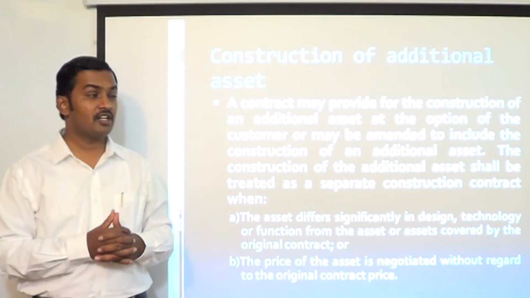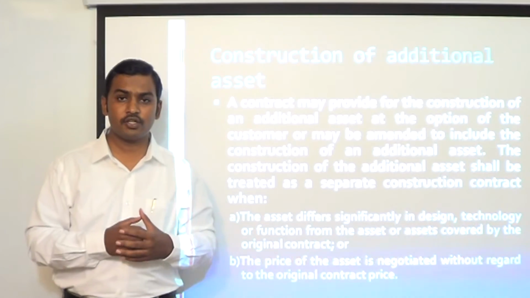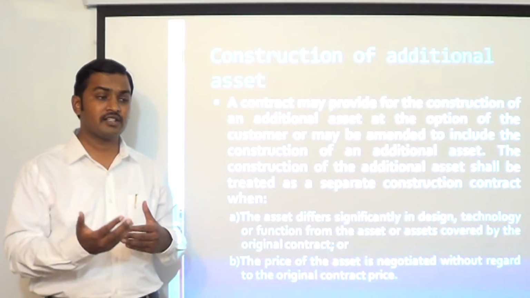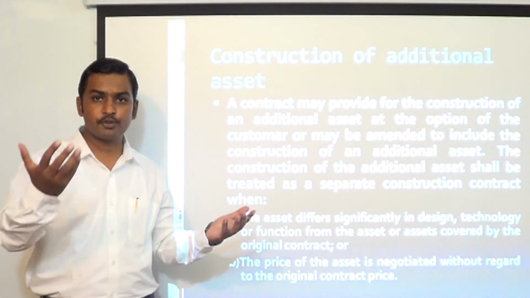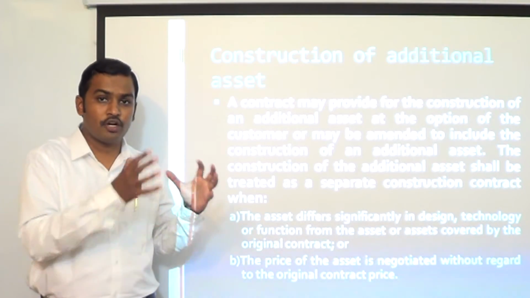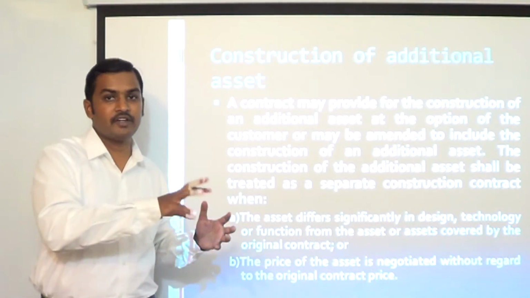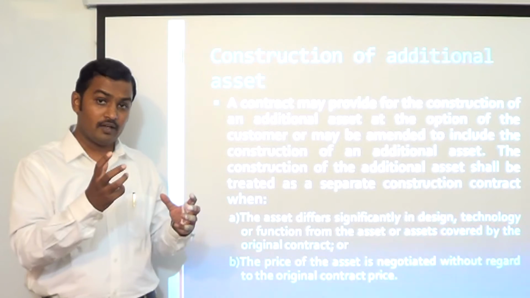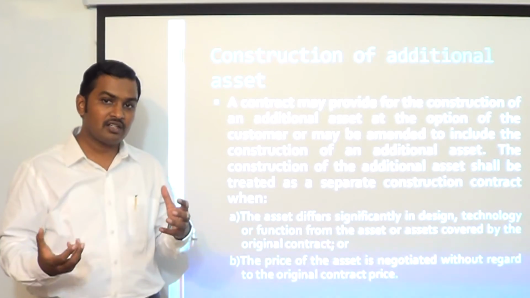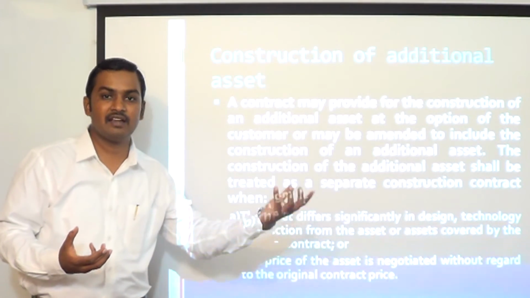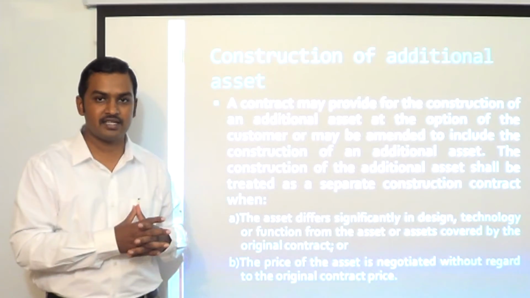Next, construction of an additional asset. Sometimes the construction contract may provide for construction of an additional asset at the option of the customer, or sometimes the contract is amended for construction of an additional asset. Now, the customer wants the contractor to, let us say, construct an additional asset.